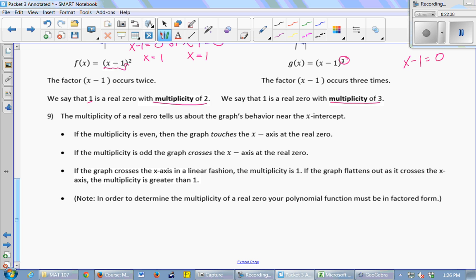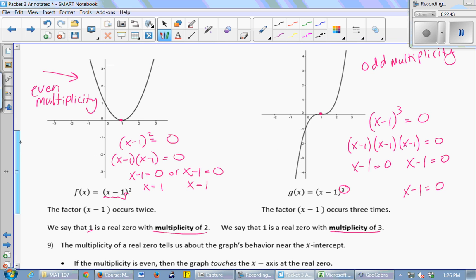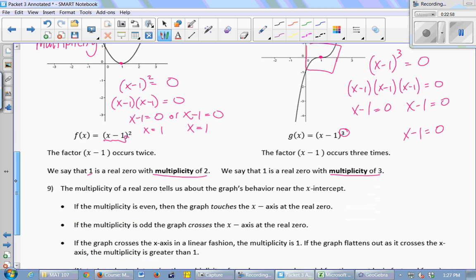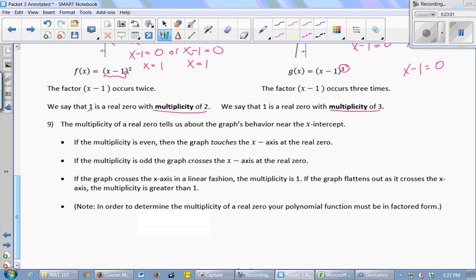If the graph crosses the x-axis in a linear fashion, look at this picture and zoom in on that x-intercept. Does that look like a line going through the x-intercept? No, it's curvy, right? If it goes through but looks like a line, your multiplicity is 1. If the graph flattens out or is curvy as it crosses the x-axis, the multiplicity has to be bigger than 1, like 3 in our example.